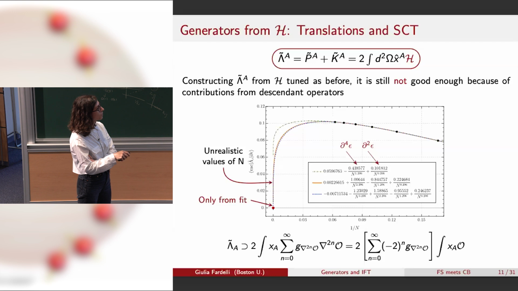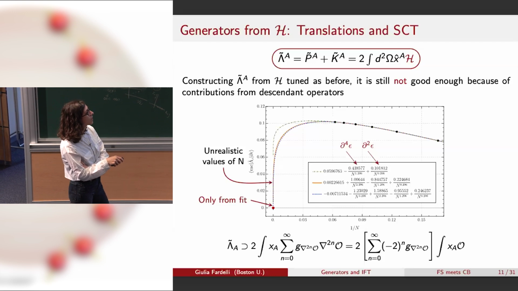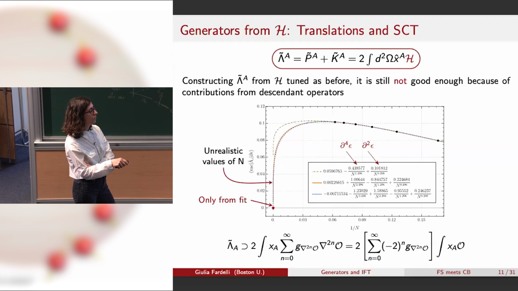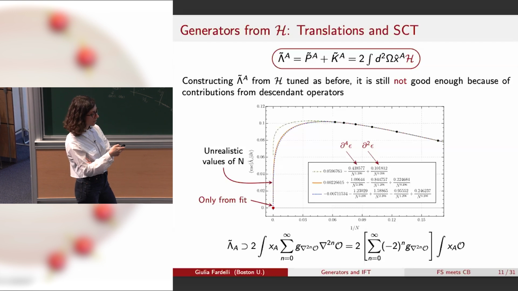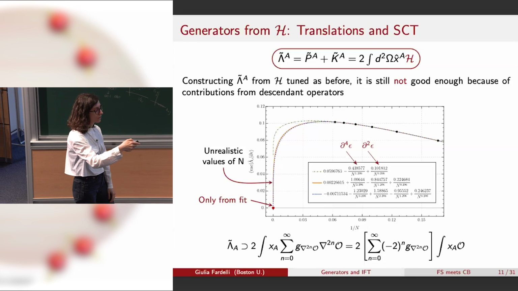So the idea is, how can we remove these descendant states from this lambda tilde A? We are saying that we are polluted by all possible descendants of my operator O. But then you can commute this lambda with this XA and write it down as some sum over all these possible descendants times the integral of your primary operator. Now, it is true that all these G have different scalings because they come with different derivatives, but still we can think of removing all of them together just by fixing some other tuning parameters.